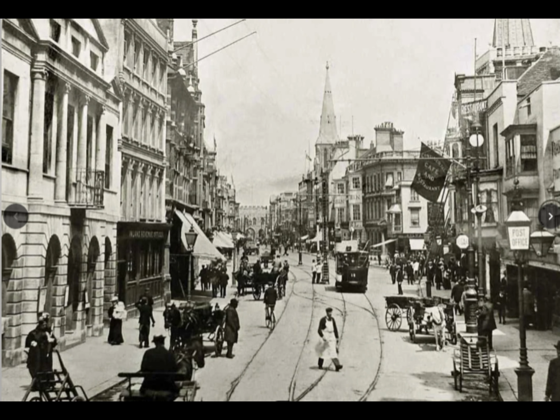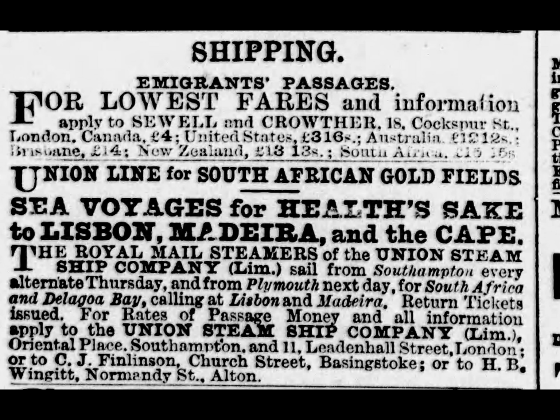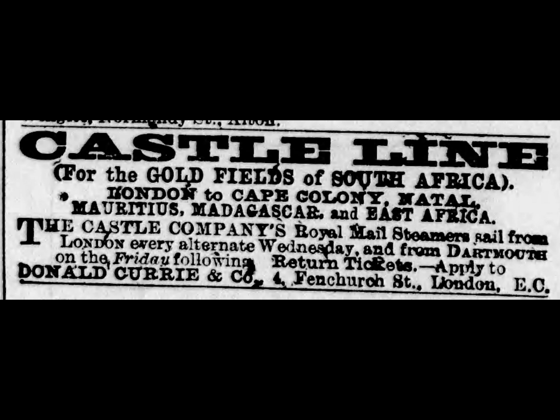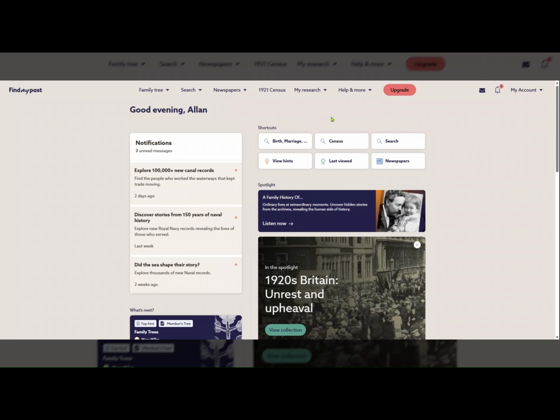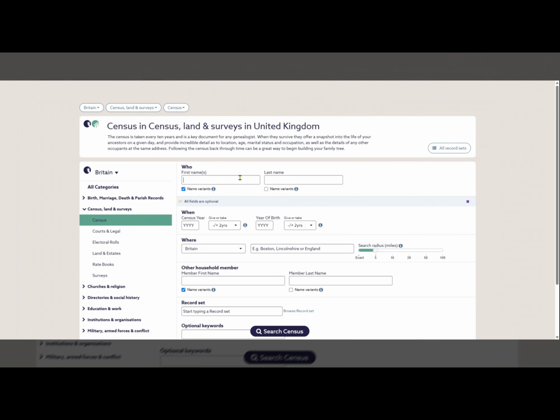Now, what sort of world was Frederick born into? Well, Southampton at the time was quite a busy port. There was steamships going here, there and everywhere. And of course, this was heightened by the South African gold rush of the 1890s. And on a personal level, what was happening with the family he was being born into? Let's try and look for the family in the 1891 census.